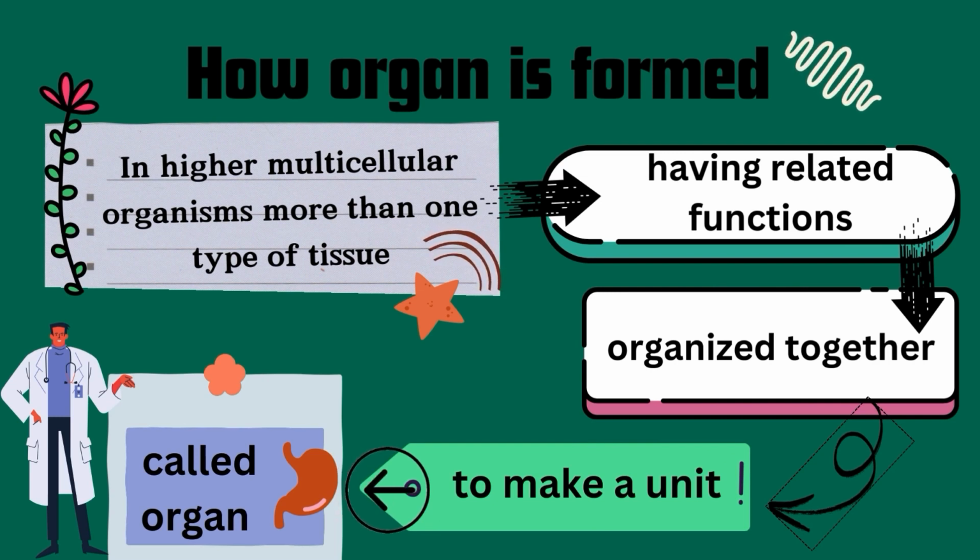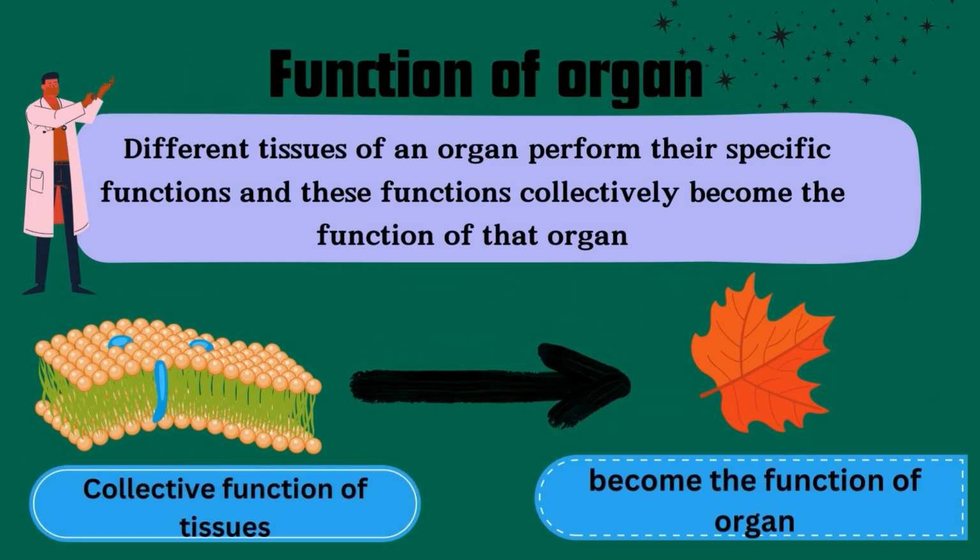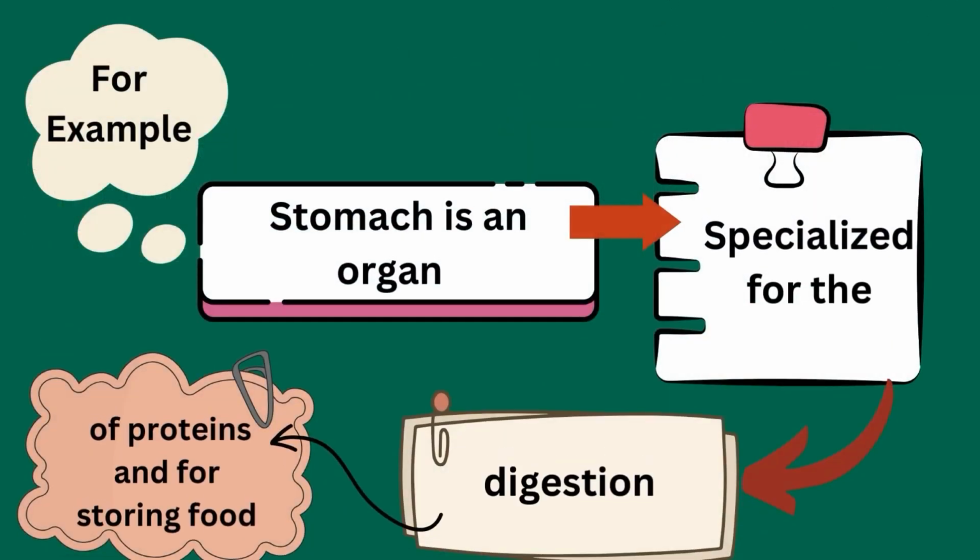In higher multicellular organisms, more than one type of tissue having related functions are organized together and make a unit, called organ. What is the function of organ? Different tissues of an organ perform their specific functions, and these functions collectively become the function of that organ. For example, stomach is an organ specialized for the digestion of proteins and for storing food.